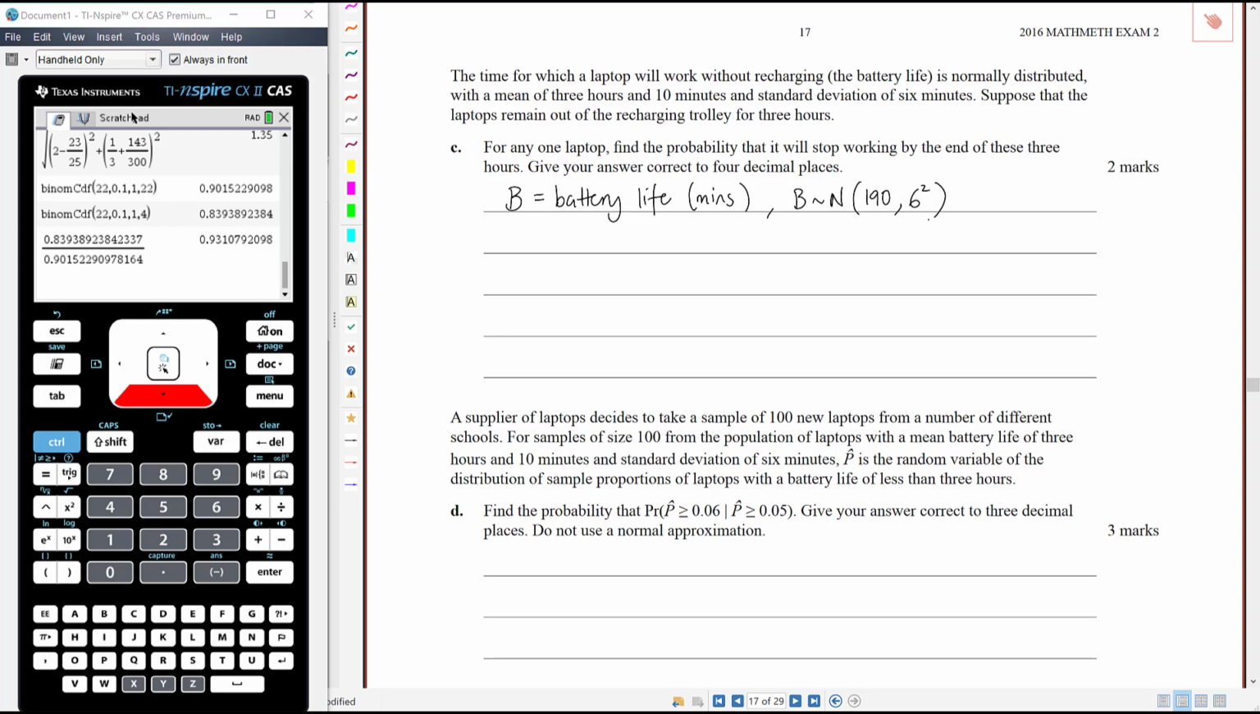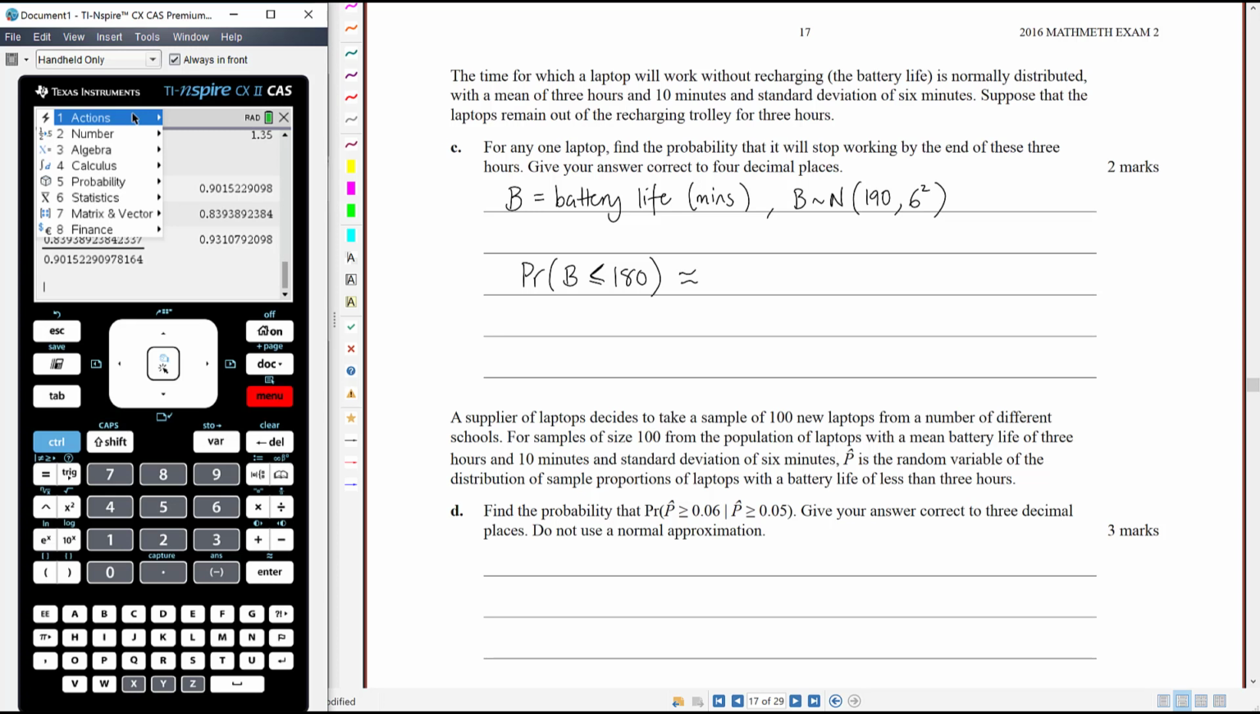Okay, find the probability that a laptop will stop working by the end of these 3 hours. So we want to find the probability that the battery life of a given laptop is less than 3 hours, or less than or equal to 3 hours. So that will be less than or equal to 180 minutes. I was just checking whether it should be less than or equal to. Both will give the same answer, but it's important that you accurately interpret the question. So it will stop working by the end of these 3 hours. If it lasts for exactly 3 hours, it's a bit ambiguous. I think either would be accepted here.